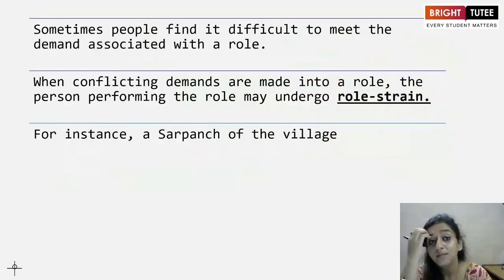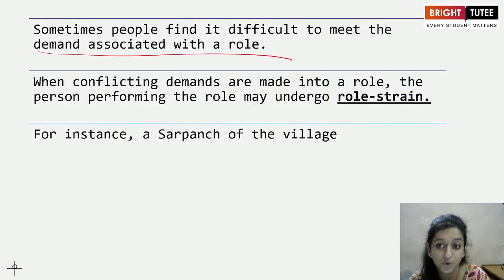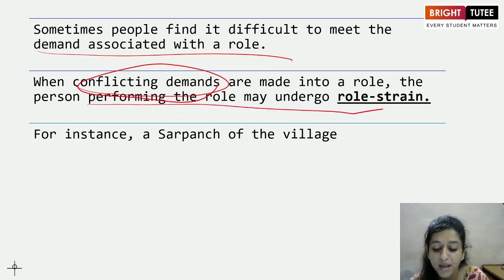Sometimes people find it difficult to meet the demands associated with a role. At times we do feel it difficult. At times, as a son, or as a daughter, I might not be able to perform all the social roles. As a student, you might face a lot of difficulties in performing all the social roles. When conflicting demands are made in a role, the person performing the role may undergo role strain.